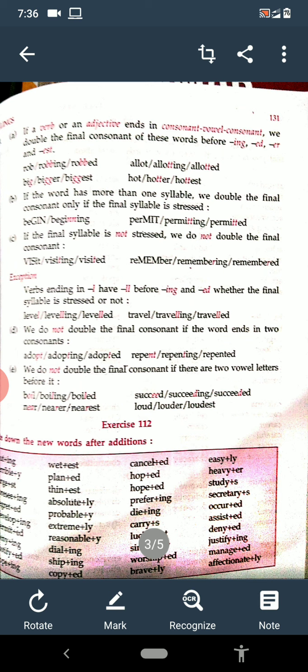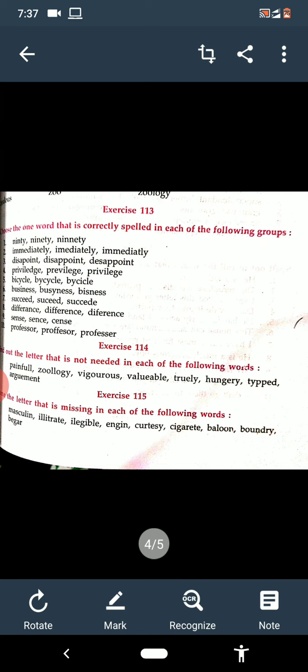CANCELLED, easily. EASILY, terribly. Planned, hoped. Heavier, largest, thinnest, hopped, studies. Okay, you can do them very easily. We have to add the suffix with them. Now come to this. These are exercise 113.